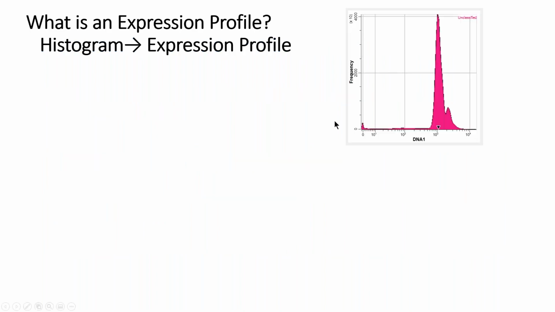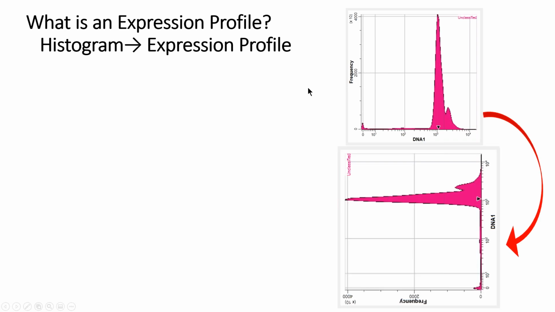So what is an expression profile? An expression profile is actually a different way of looking at a 1P histogram. On the top right here is a very simple example of a DNA measurement with the typical intensity on the x-axis and frequency on the y-axis. If we take that histogram and turn it on its side, we now have frequency on the x-axis and intensity on the y-axis.